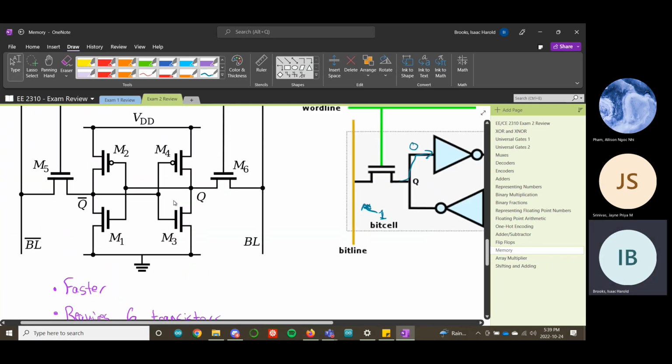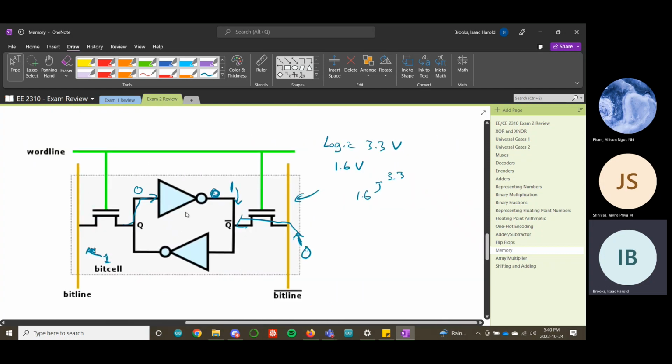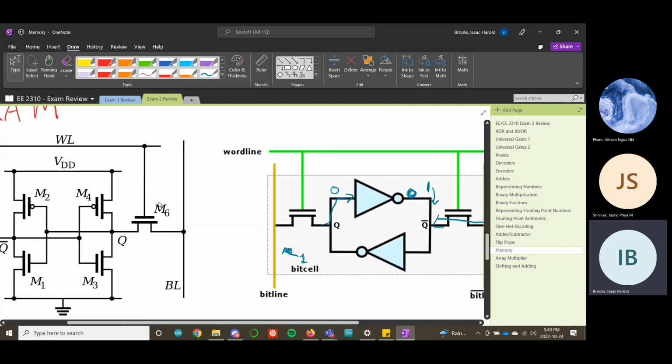Okay. And of course, inside of this SRAM, each of these is 2 transistors, so that's a total of 6 transistors to do it in this way.